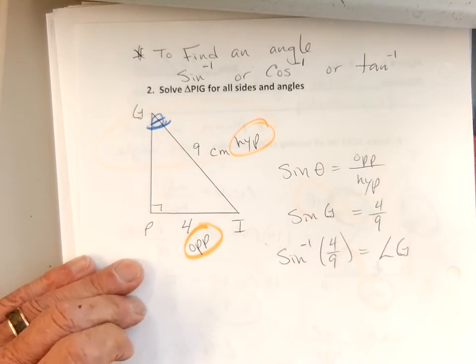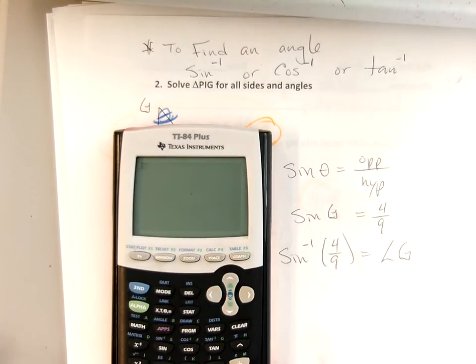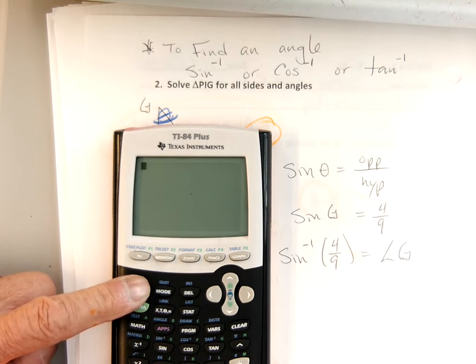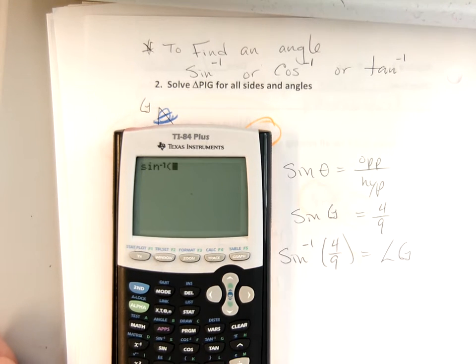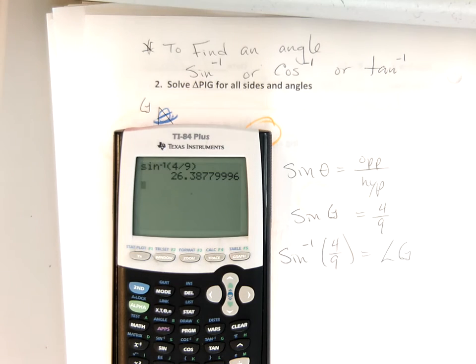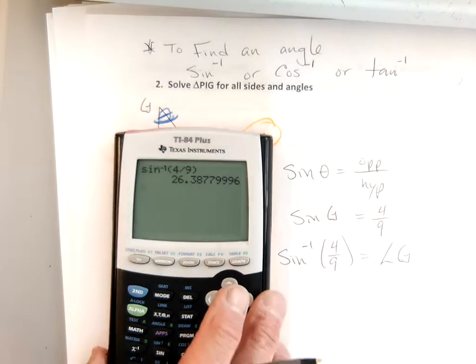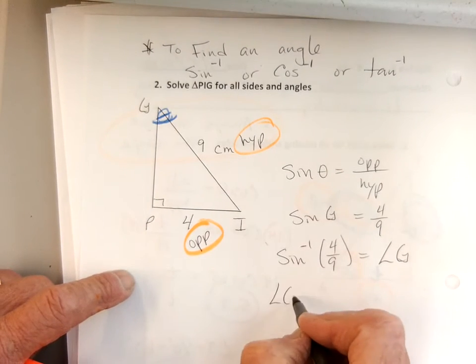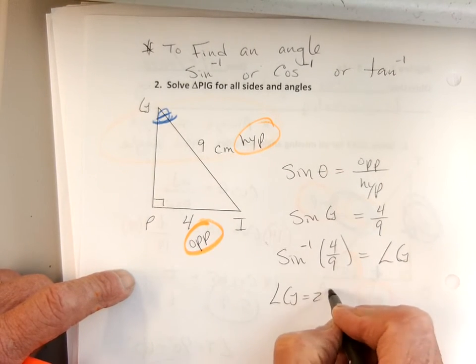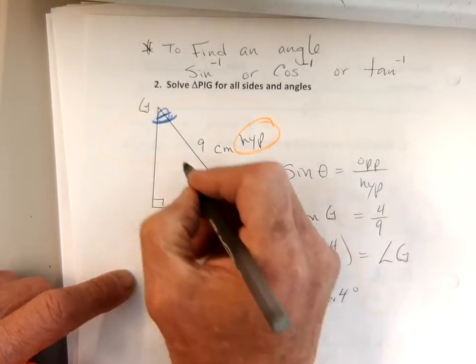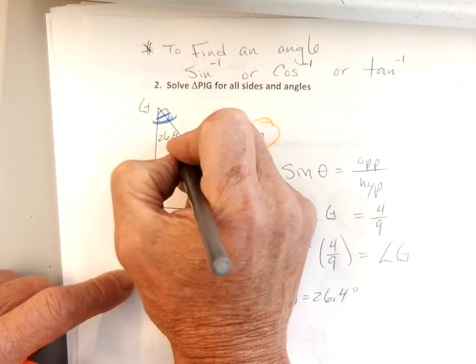Okay, so my calculator. Second, do it. Everyone make sure everyone can do this. Blue, sine inverse. You got to have that. Of 4 divided by 9. Okay. Now, 26.4 degrees. Yeah, that sounds reasonable for an angle, right? 26 degrees. Yeah, that sounds all right. So my angle G is about 26.4 degrees, right?